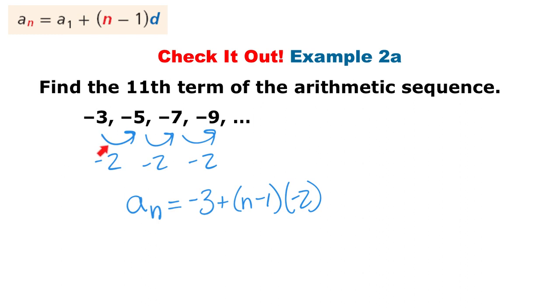So far I figured out that my common difference is -2, and I filled in my general form with a sub n is going to equal my first term, -3, plus n minus 1 times -2.